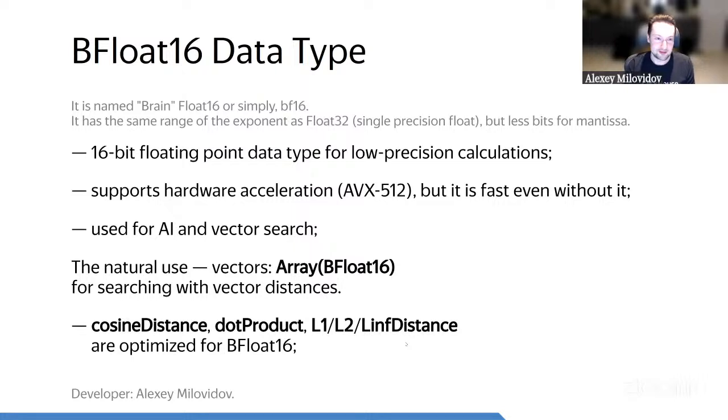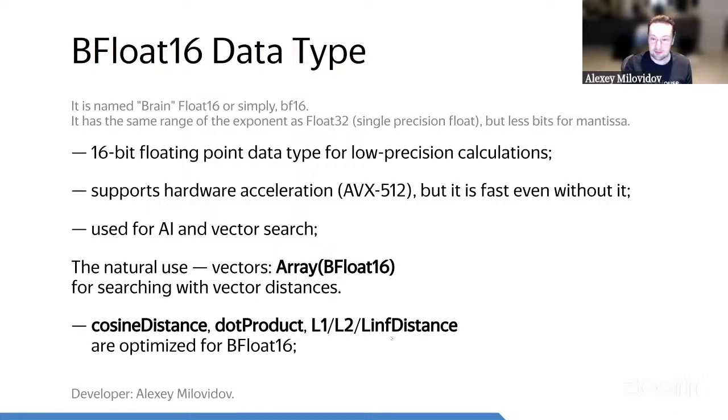Name it bfloat16. We have float64, float32, so double and single precision. And bfloat16 is a half precision float, but quite a special one. It is named bfloat, where B is brain, because this data type is used for AI and vector search. It has just 16 bits.